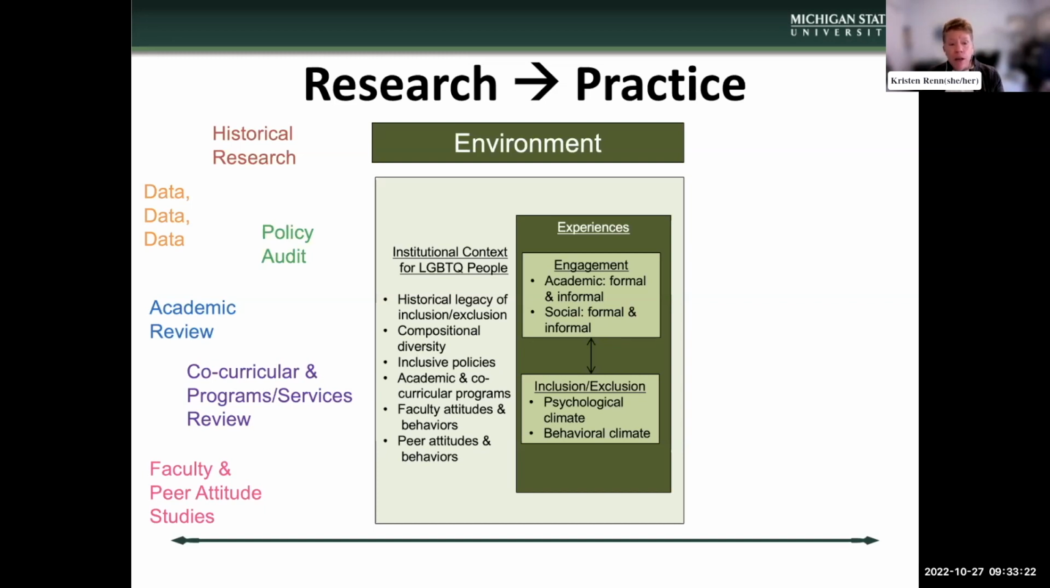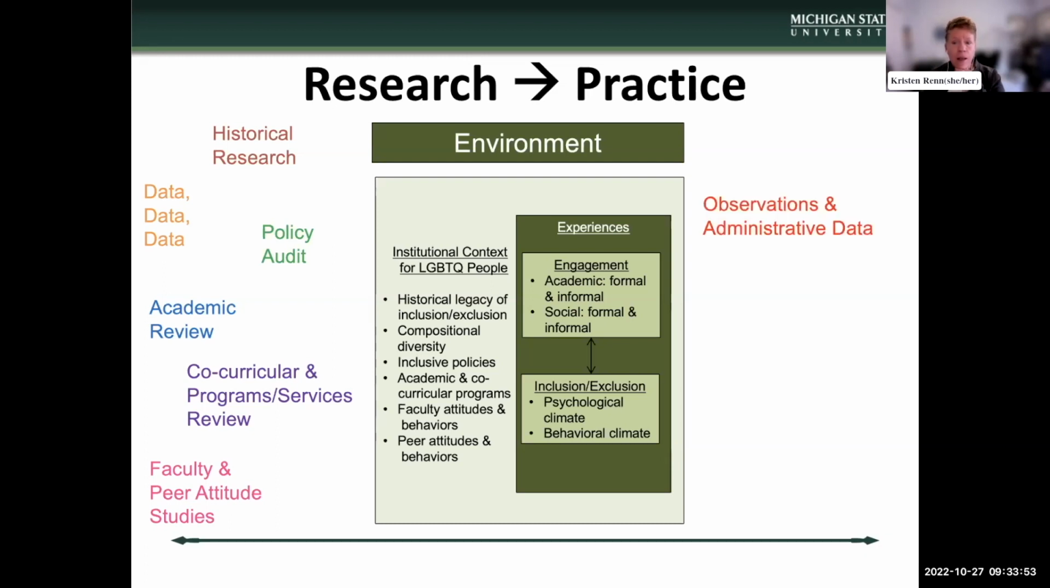And also doing faculty and peer attitude studies. So this is not just campus climate for students, but understanding how our faculty and peers are thinking about these issues. And this harks back to very early research, before campus climate studies were done in the 1980s, when there would be studies about what your attitudes are about LGBTQ plus students and issues. It may be time to revisit some of those so we can get a better sense of where people are these days. So that would be some how-to, research to practice, in those parts of the environment.